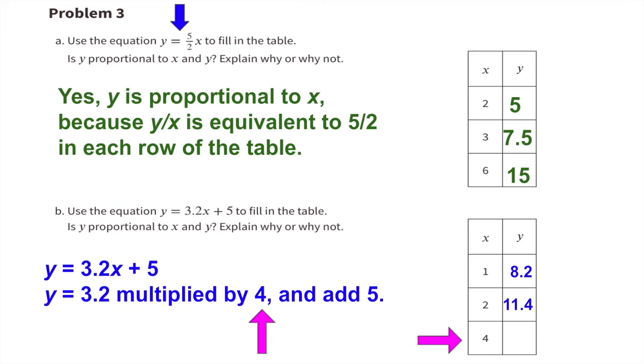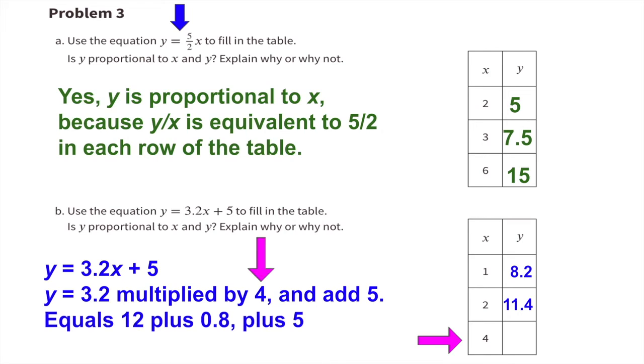When the value for x is 4, y equals 3 2/10 multiplied by 4 and add 5. 3 times 4 equals 12, and 2/10 times 4 equals 8/10. So 12 plus 8/10 plus 5, and that equals 17 8/10. When the value for x is 4, the value for y will be 17 8/10.